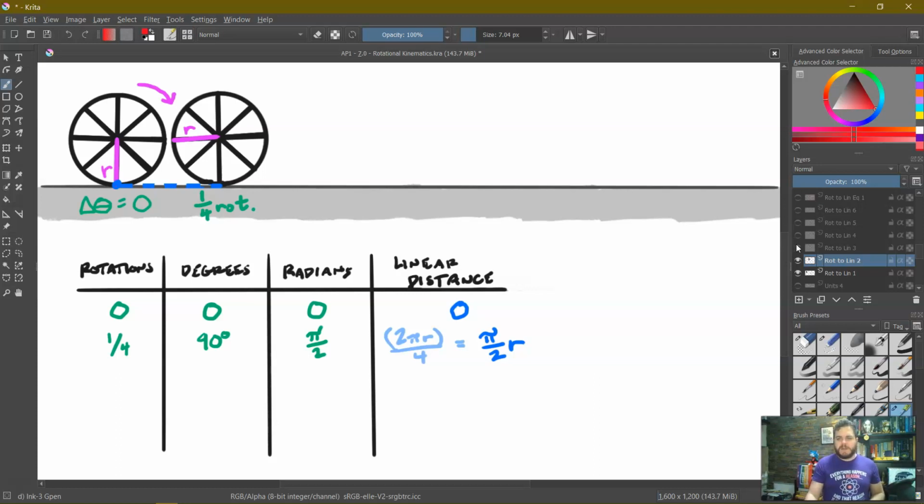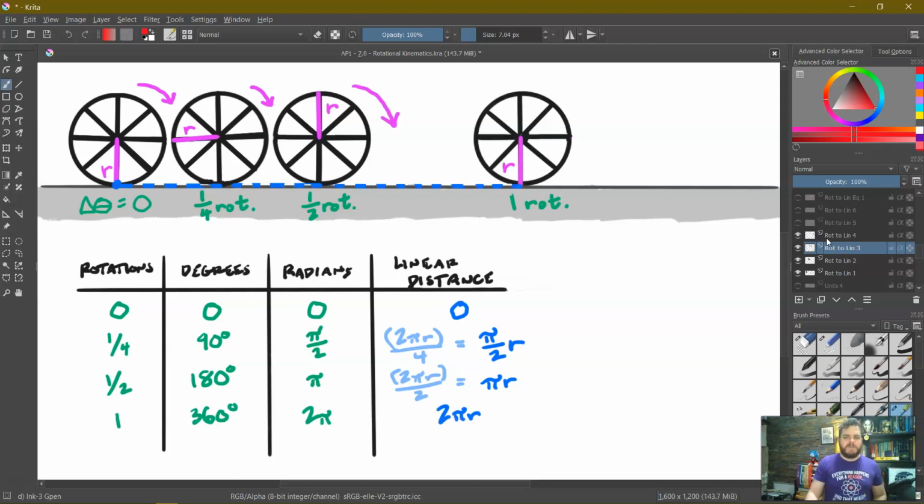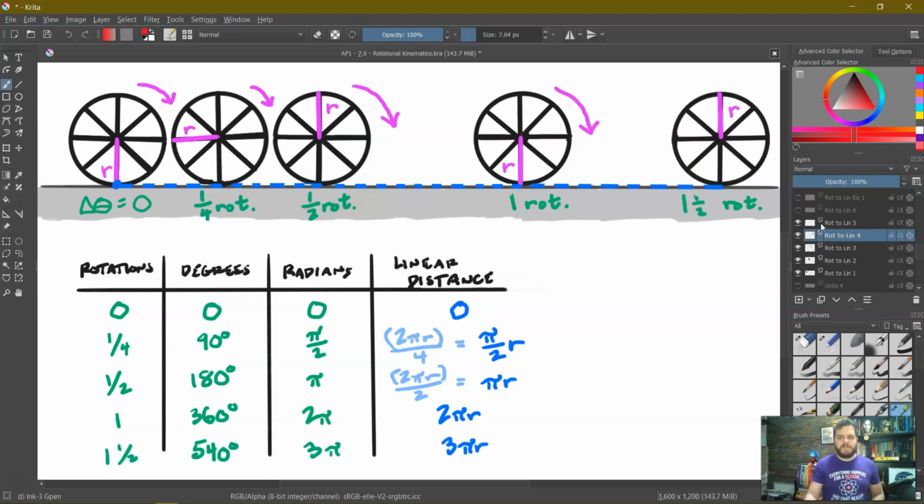And let's say this rotated even more, so now it's gone through a total of a half rotation. If it's gone through a half rotation, it would be 180 degrees. That would be pi radians. And that distance would once again be the circumference, or 2 pi r, divided by 2, so just pi r. Okay, well now we think we might be seeing a little bit of a trend here. So let's say I went through a full rotation. It would be 360 degrees, 2 pi radians, or a linear distance of 2 pi r. And if it went through 1.5 rotations, that would be 540 degrees, 3 pi radians, or a linear distance of 3 pi r.